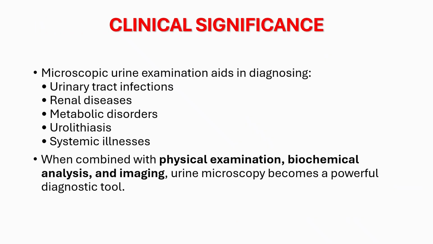Microscopic examination of the urine plays a vital role in clinical diagnosis. It aids in identifying urinary tract infection, renal diseases, metabolic disorders, urolithiasis, and systemic illness. When urine microscopy is combined with physical examination, biochemical analysis, and diagnostic imaging, it becomes a powerful and comprehensive diagnostic tool that supports accurate clinical decision making.